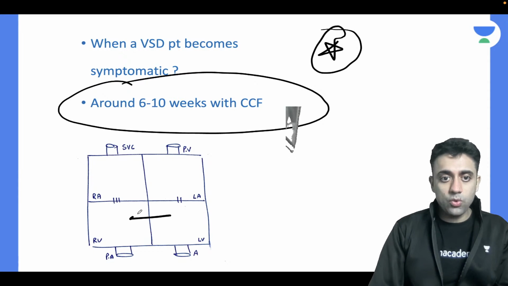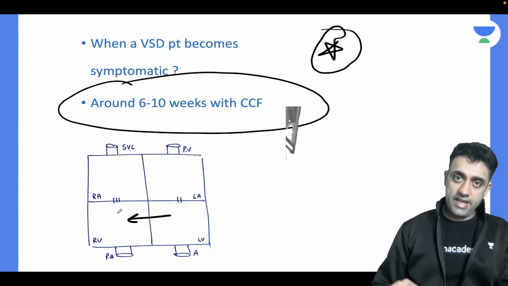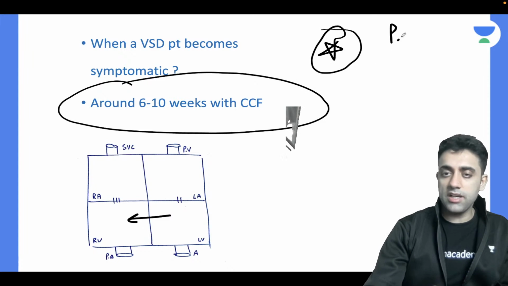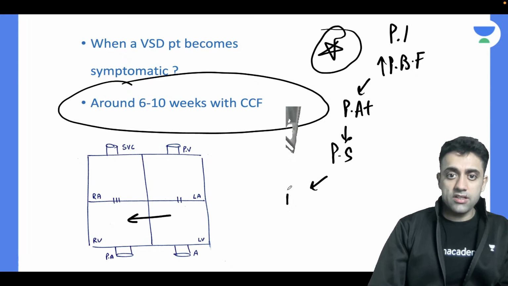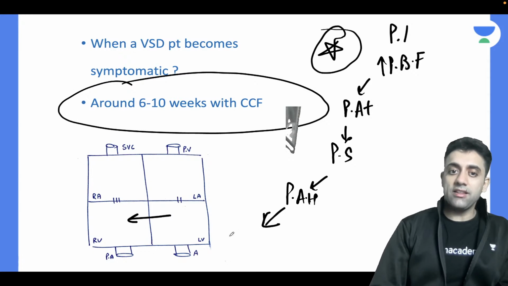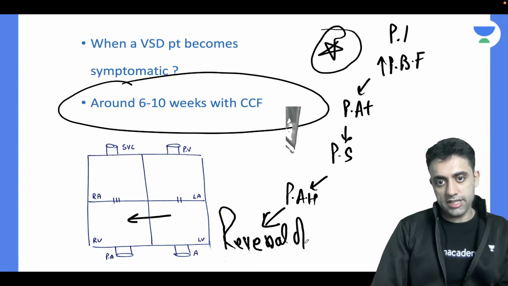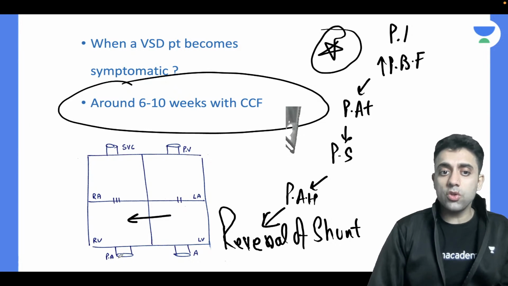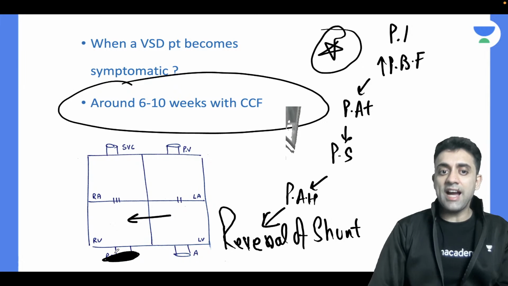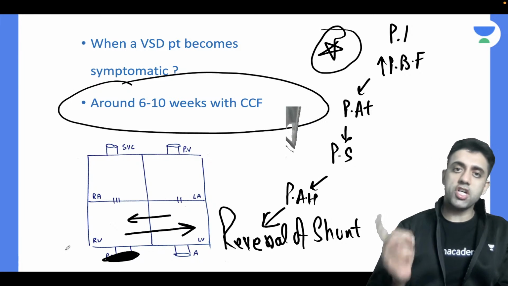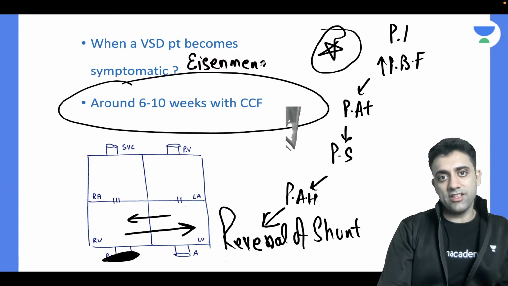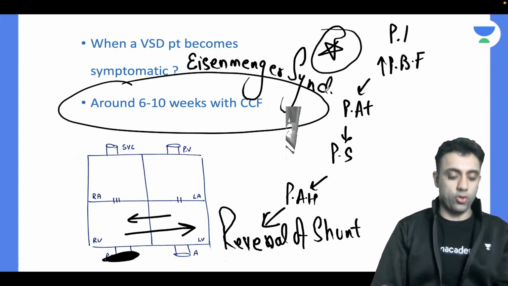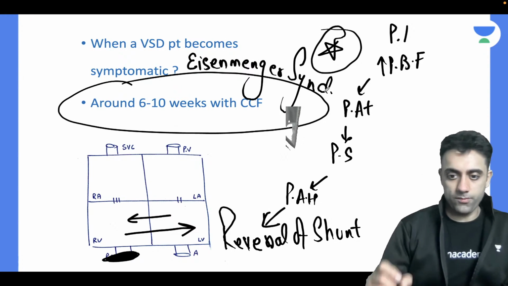The shunt which was left to right, VSD is a left to right shunt, but slowly, when there is increased pulmonary blood flow, what happens? There is pulmonary stenosis, and that will lead to pulmonary artery hypertension, and that will lead to reversal of shunt, because the pulmonary artery is totally closed now. The shunt which was left to right becomes right to left, and that is known as Eisenmenger syndrome. Reversal of shunt is known as Eisenmenger syndrome. Okay, and that can happen.